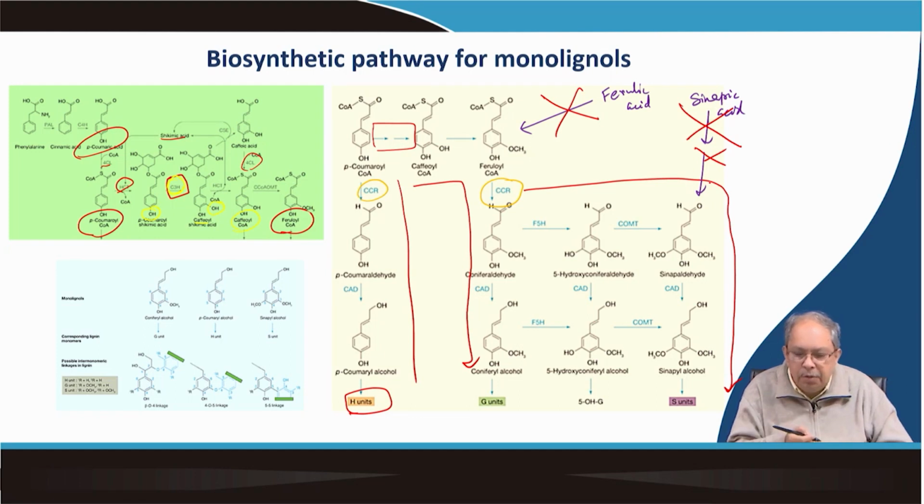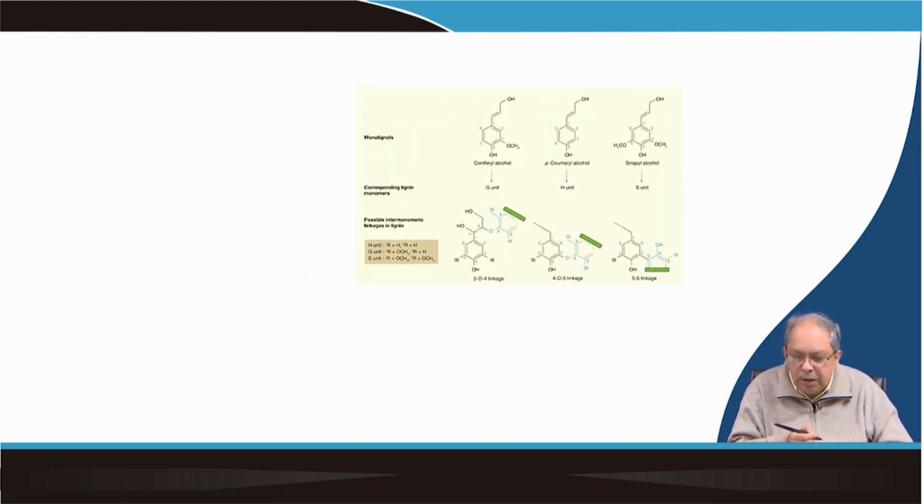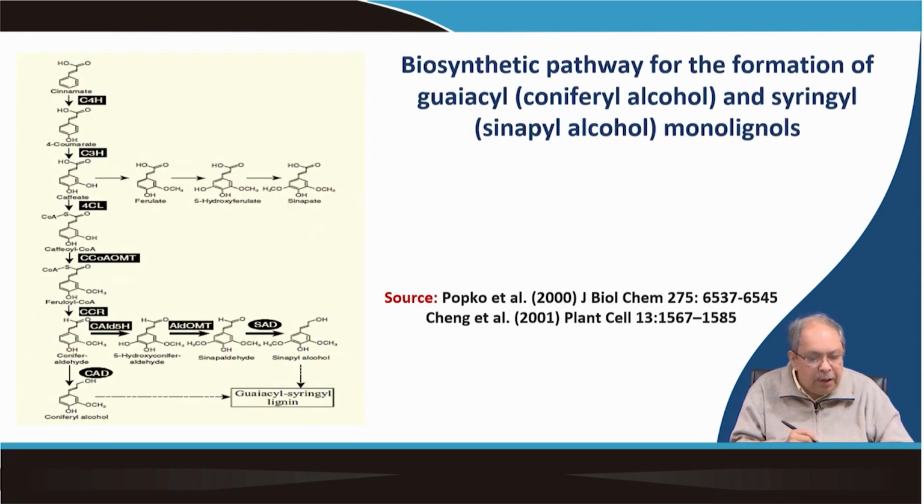So, this is again a new discovery, and this is basically how, once the monolignols are formed, they move out from the cytosol to the cell wall space, and there lie the enzymes laccase and peroxidase, and then it forms different linkages, beta-O-4 linkages, 4-O-5 linkages, 5-5 linkages, and then they form the detailed polymer. So, these are the papers published in 2000 and 2001 in two very high impact journals, the Journal of Biological Chemistry and Plant Cell. There they have mentioned these things.